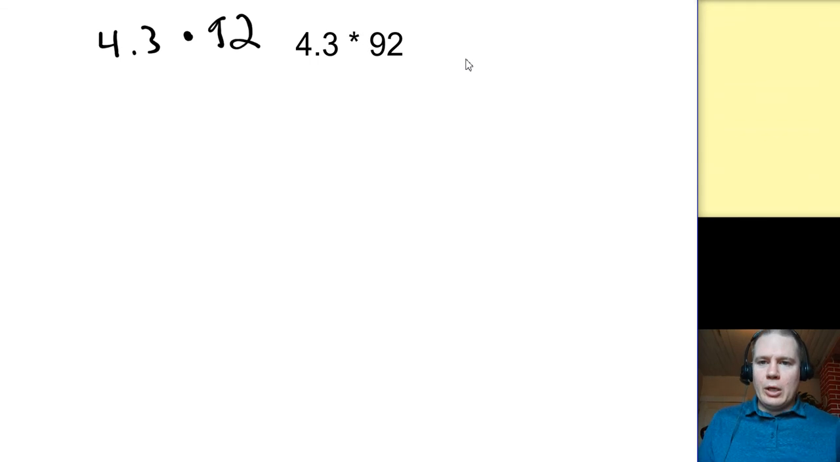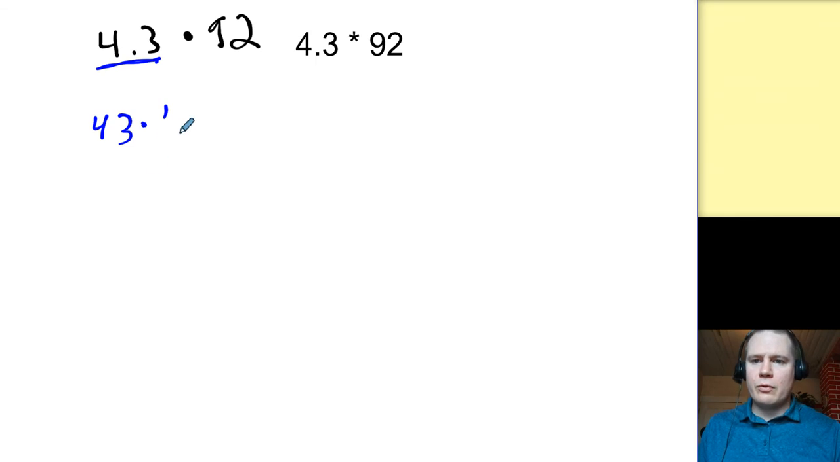Right? So how do we do this? Again, we ignore the fact that this is 43 tenths. We rewrite this 4.3. Instead of saying 4 and 3 tenths, I want to think of it as a single number. This is 43 tenths times 92. Again, I'm doing 43 times 92.